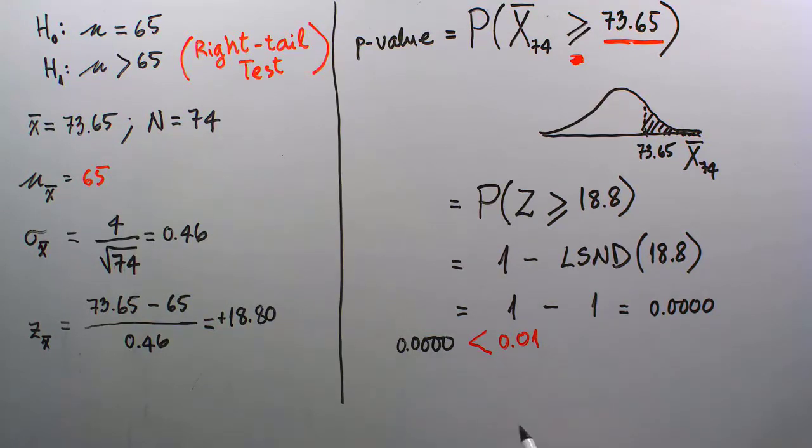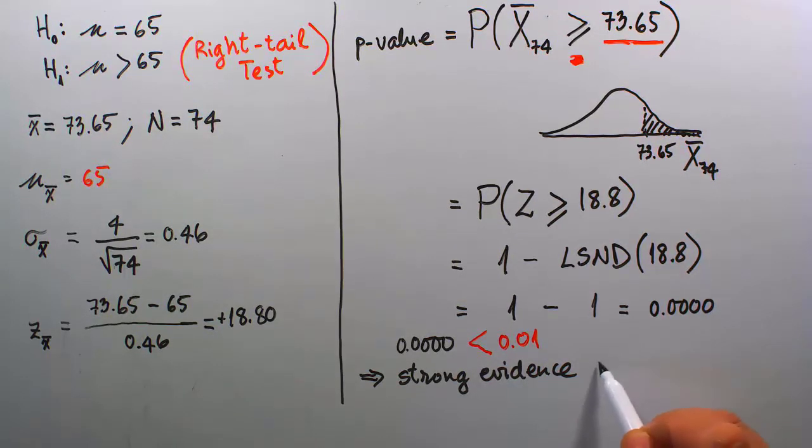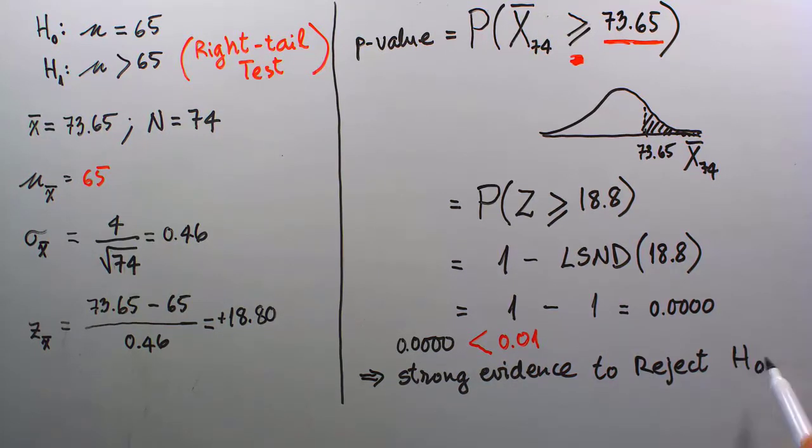And so that is enough for us to say that we decide that our sample is strong evidence. The sample mean that we're currently using is strong evidence. But strong evidence for what purpose? It is strong evidence to reject H sub 0, our null hypothesis. Or we can say that our sample is strong evidence for us to support the alternative hypothesis, H1.